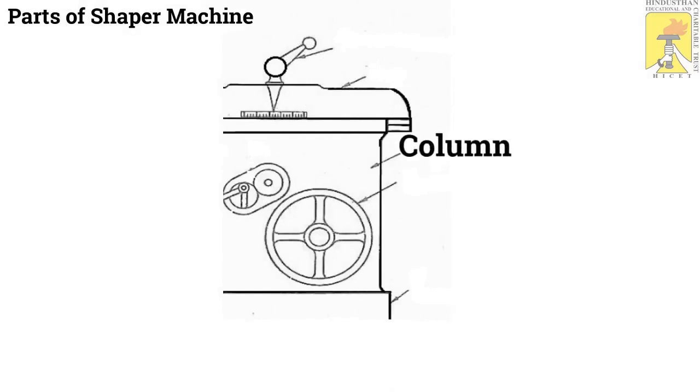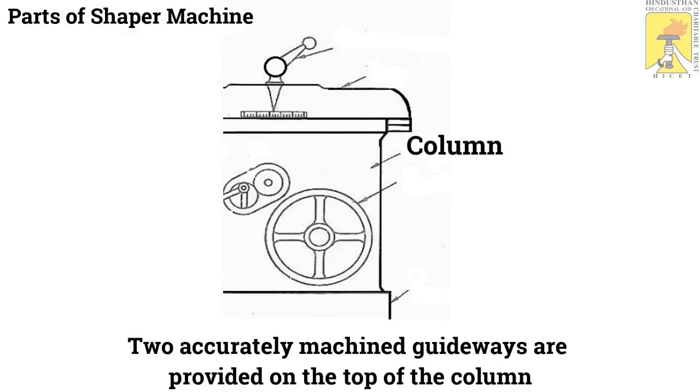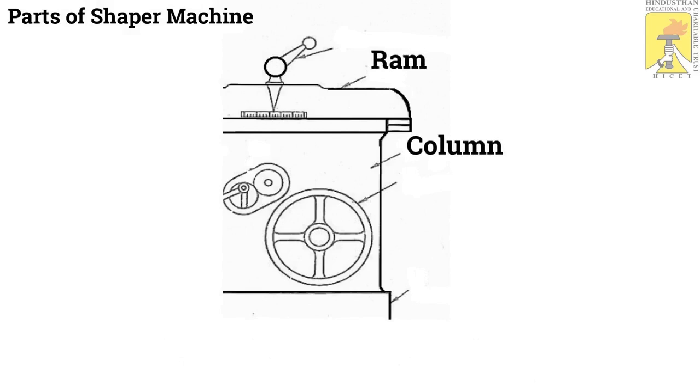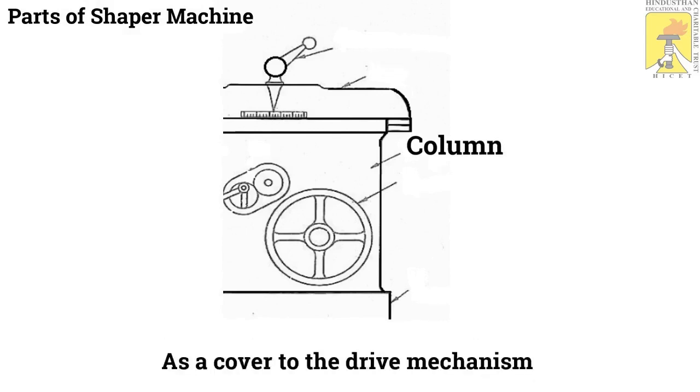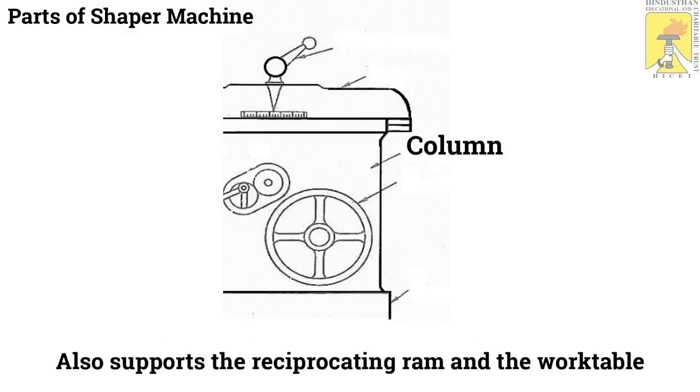Next is the column. It is a vertical beam. Two accurately machined guideways are provided at the top of the column to fix the ram. It acts as a cover for the drive mechanism, and supports the reciprocating ram and the work table.